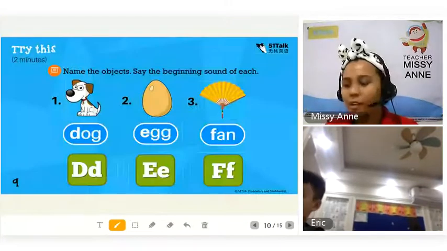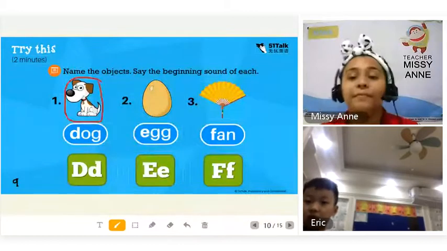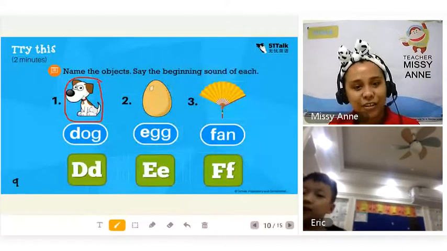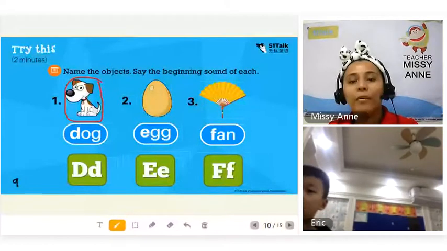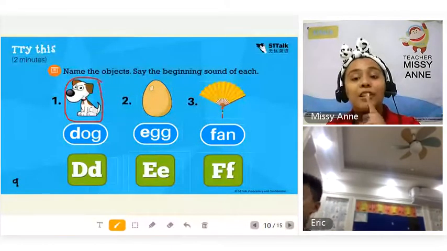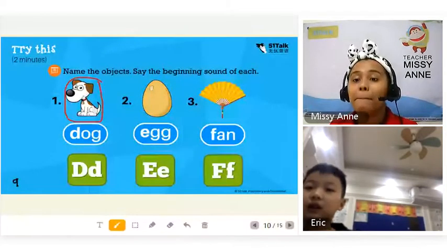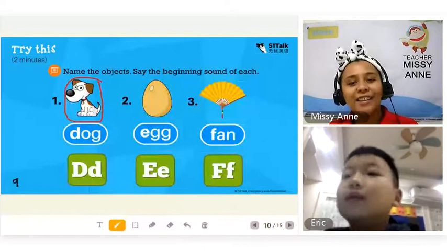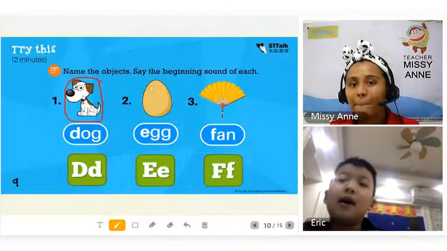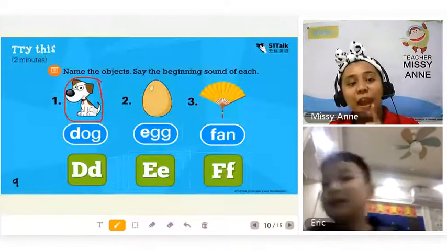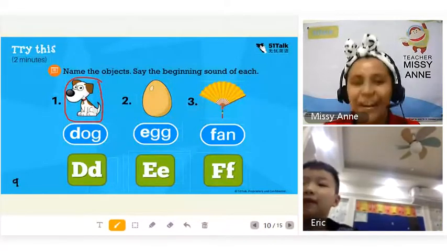Okay, now look at the picture, Eric. Okay, what is this again? Dog, egg, fun. Yes. Say egg, egg, egg. That's correct. Okay, what's the first sound of dog? And the start of egg. Eh, eh, eh. And the start of F. F, F, F. Very good.